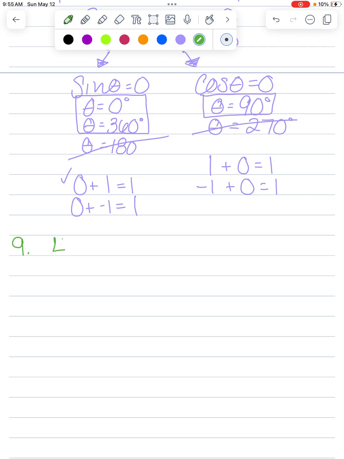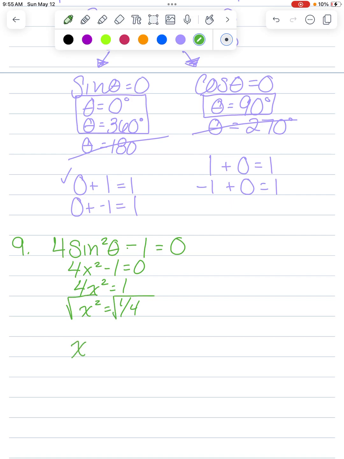Okay, question 9. 4 sine squared theta minus 1 equals 0. It's like having 4x squared minus 1 equals 0. Add the 1. 4x squared equals 1. Divide by 4. X squared equals 1/4. To get rid of a squared, I take the square root. Remembering that when I take the square root, I need a plus or a minus. To square root a fraction, I square root the top, I square root the bottom.